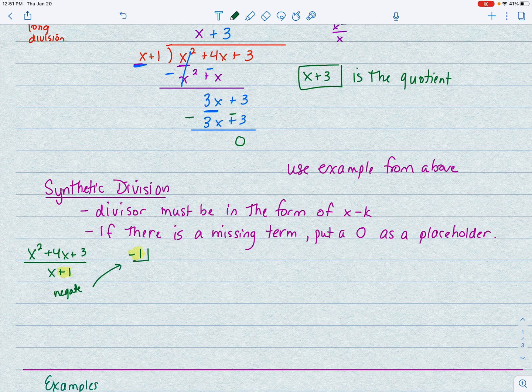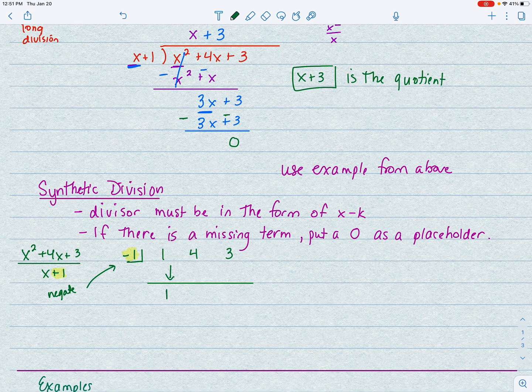Okay, then I'm going to list the coefficients of the polynomial going across: 1, 4, and 3. Then you're going to draw a horizontal line, and you're going to bring down the first digit. The rest of the steps are multiply, add, multiply, add.